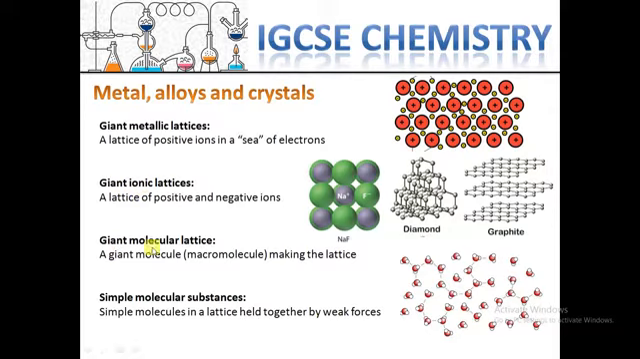And the next one is giant molecular lattices. In fact, this type of lattice or big structure is held by covalent bonding, like diamond and graphite. These lattices are very big, so it's called macromolecular.